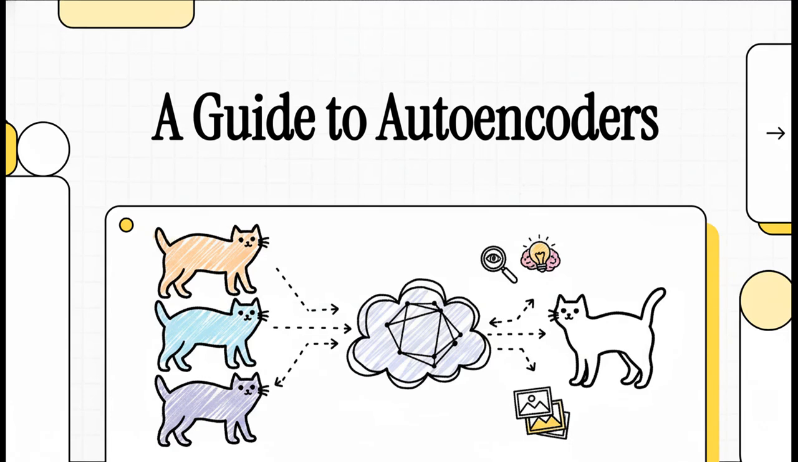You ever wonder how a machine can look at, say, 1,000 different pictures of a cat and figure out what a cat really is? I don't mean just the pixels, but the idea of a cat. It's a huge question in AI, and today we're going to pull back the curtain on a really cool tool for the job, the autoencoder.